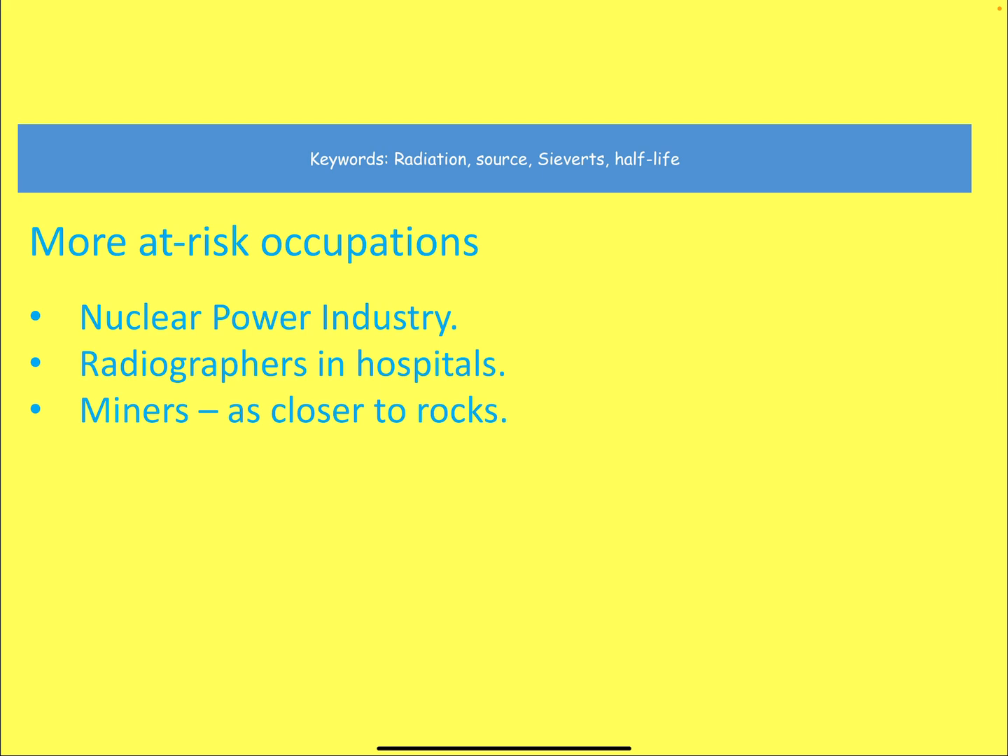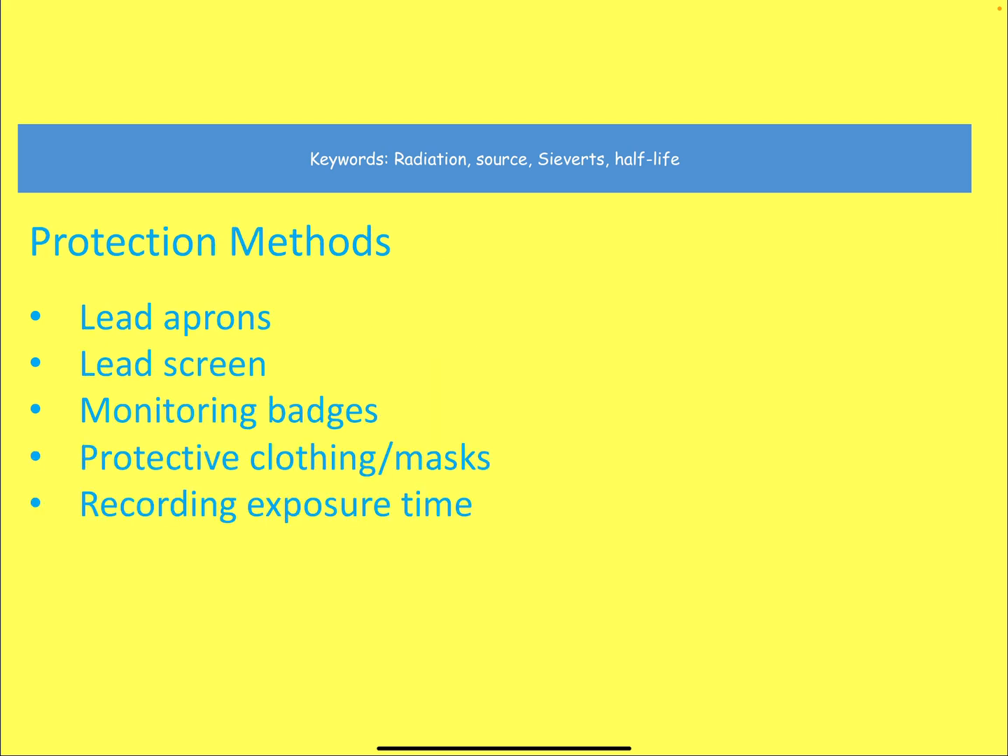So let's look at the more at-risk occupations: nuclear power industry, radiographers in hospitals, and miners, as they work close to rocks. So how do these people protect themselves? Well, lead aprons, lead screens, monitoring badges, protective clothing, masks, and recording the amount of time they've been exposed.